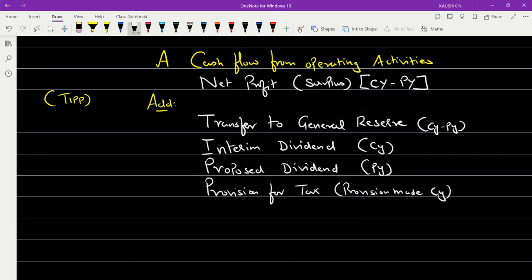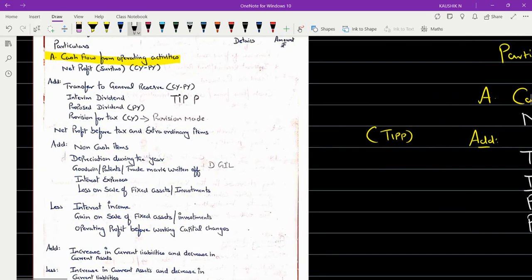அப்போ இந்த ப்ரொவிஷன் மேட் ஃபார் த கரண்ட் இயரை நமக்கு வந்து கொஸ்டினில் கொடுத்துருப்பான். கொடுத்துருந்தா கொஸ்டின் எடுத்து போடுவோம். இல்லாட்டா என்ன பண்ணுவோம்? We will have to prepare something called as provision for tax. அதுலேருந்து நமக்கு கிடைக்கும் வேல்யூ, அதை எடுத்து போடுவோம். இதுல ஏதாவது டவுட் இருக்கா? Okay. So these are the things you'll add.